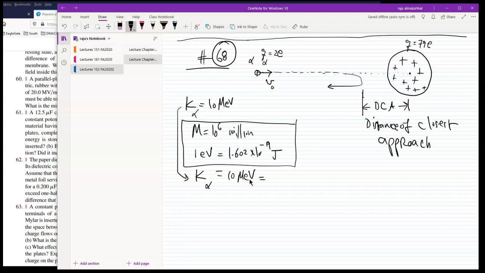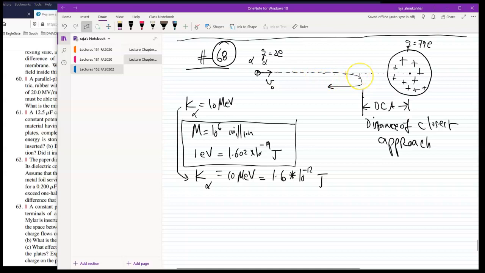I get 1.6 times 10 to the negative 12 joule. So this is the kinetic energy of the alpha particle, the initial kinetic energy. So what happens? Let's use conservation of energy. When the alpha particle is here, it's far away from the nucleus. We're going to assume that, which means there is no potential energy between them. It's just too far. The only available energy for the alpha particle here is basically kinetic. Now when it reaches the DCA right here, it stops, right? It stops and then rebounds.